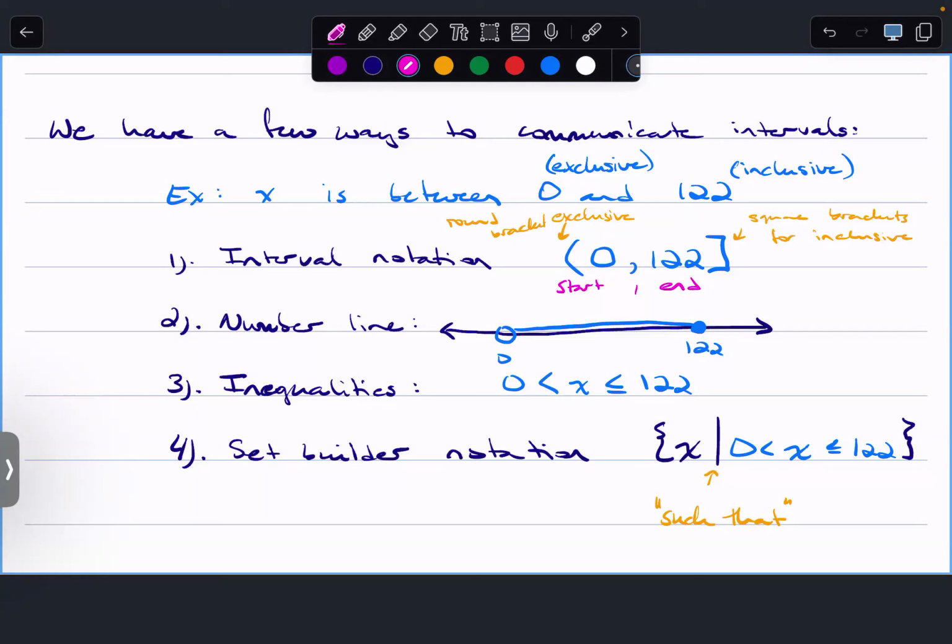You're probably comfortable with reading interval notation. You can use a number line. Not as clean, but it is helpful if we're trying to visualize things, visualize overlaps, that kind of thing. If you're using a number line, we use an open dot for the exclusive and a closed dot for the inclusive. There's a difference there.